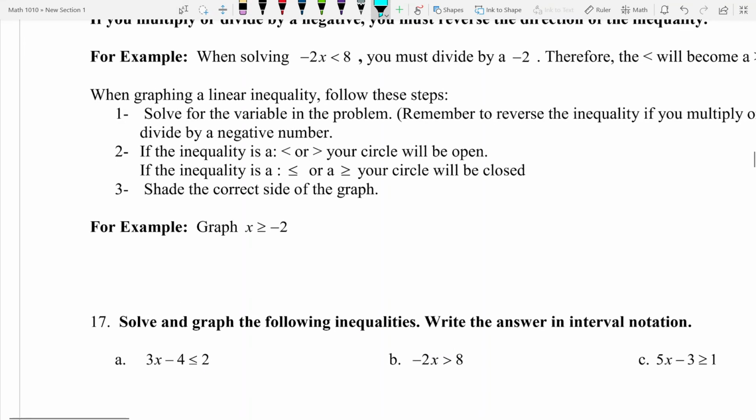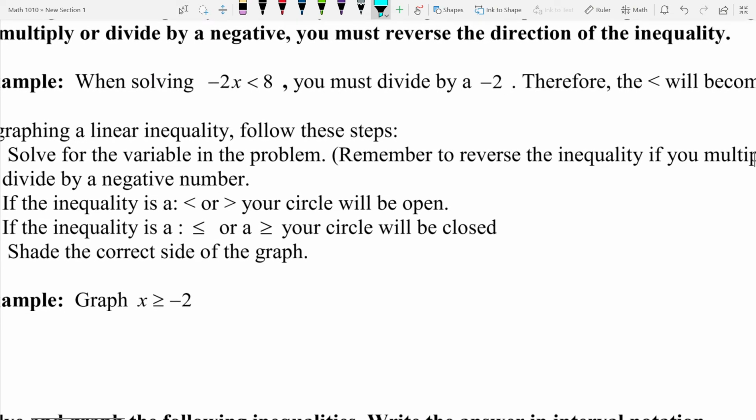All right. See this right here? This negative 2x is less than 8. I want you to off to the side write down negative 2x equals 8. Write that down for me. The less than works almost exactly like an equal sign. Just think of it as an equal sign. There's one difference. You guys tell me.